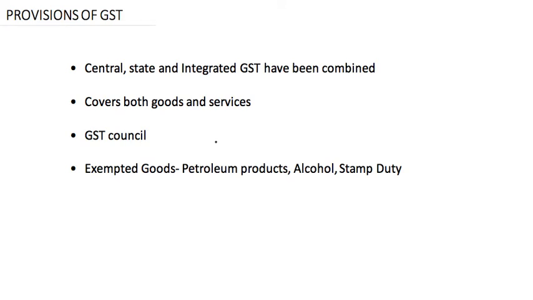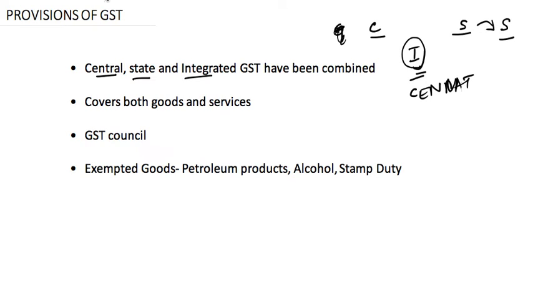Let's come to the other provisions of GST. GST combines central and state taxes as well as integrated taxes. What do you mean by integrated GST? There is a tax called central tax and there is a tax called state tax. State tax is collected by the state, central tax is collected by the center. But integrated tax is a tax which is to be collected when a good or a service passes from one state to the other. So this is nothing but CEN-VAT.